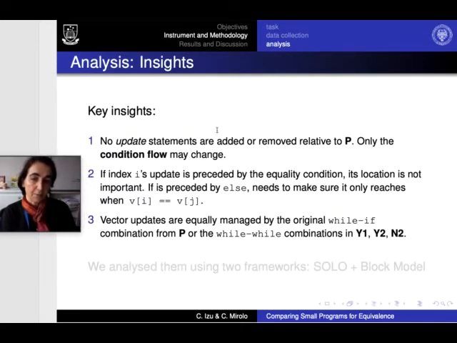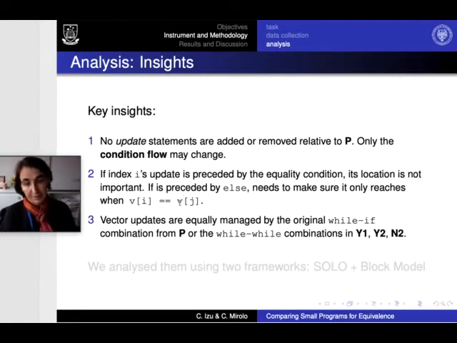So what we expect students to look at is three key insights. The first one I mentioned before is that there are no new update statements. The only thing that changed is the condition flow. Once we realize that, then we have to analyze the flow, and there are two insights regarding flow. The first one is that in program P, i is updated when the two vector values are equal. So we either keep the update with an equality condition, or we put it in the right place so that when we reach that place, the condition is true.